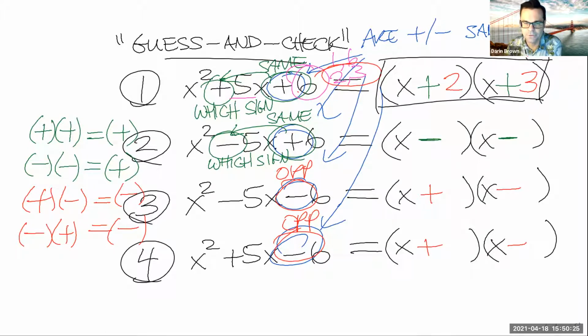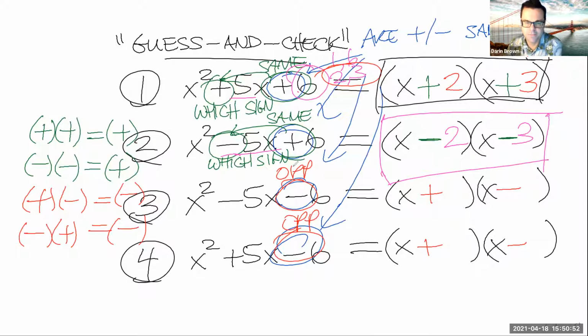The same thing for x squared minus 5x plus 6. If I were to try 6 and 1, I would get minus 7x. But if I do 2 and 3, I get x squared minus 5x plus 6, which is correct.